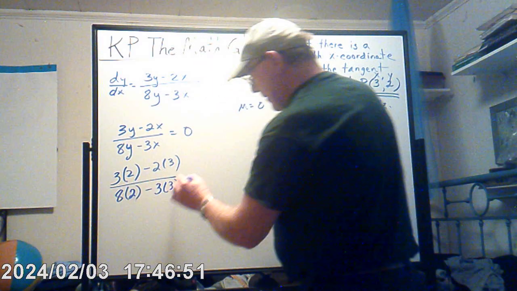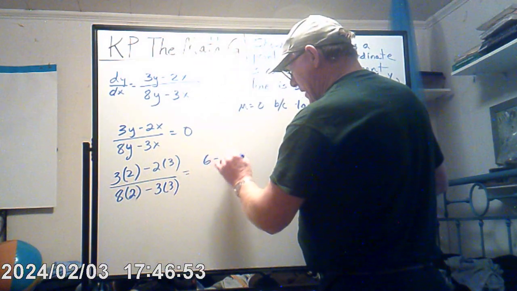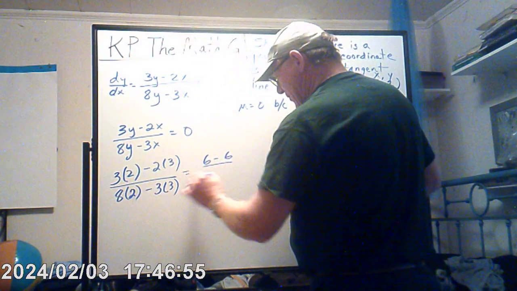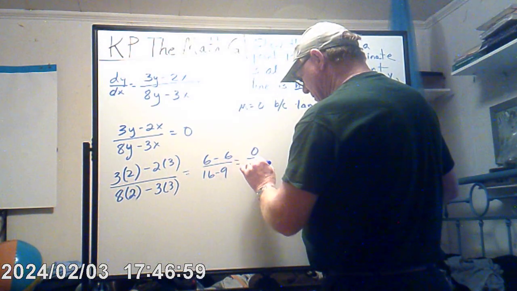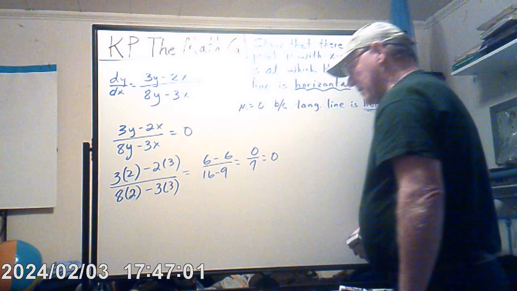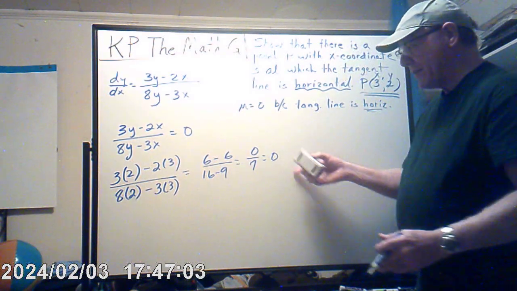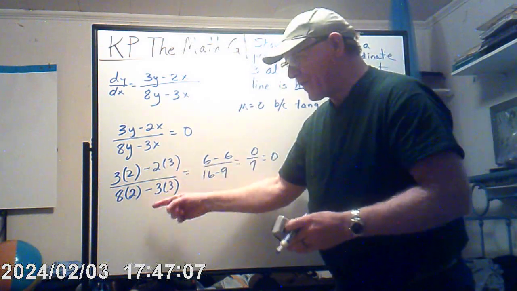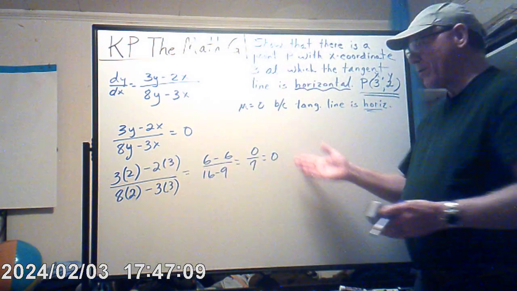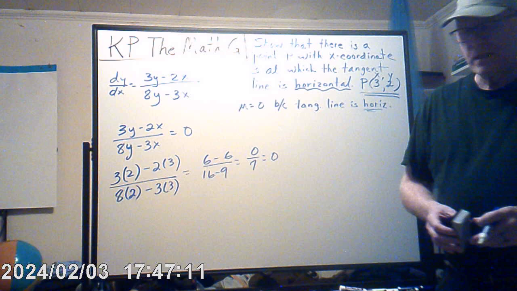So what we have here is 6 minus 6 over 16 minus 9, so 0 over 7 is 0. So that shows that the slope is indeed 0 at that point right there, the slope of the tangent. Well, that's what we found in the first place, wasn't it?